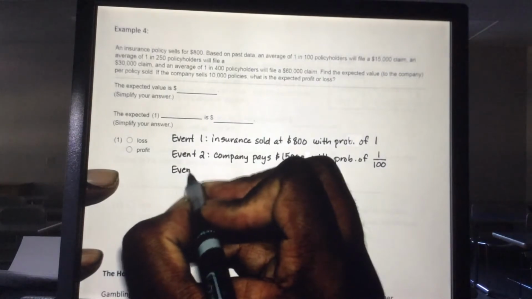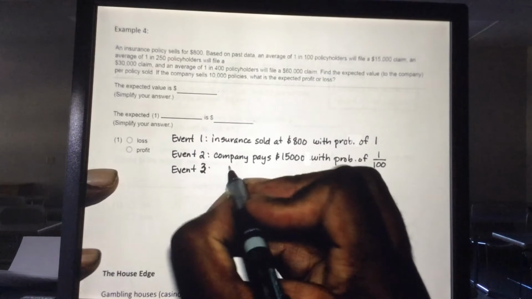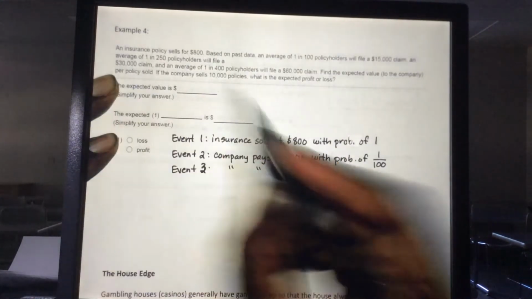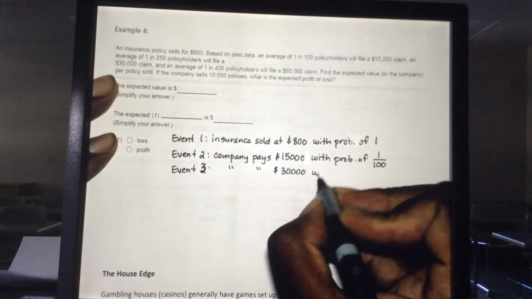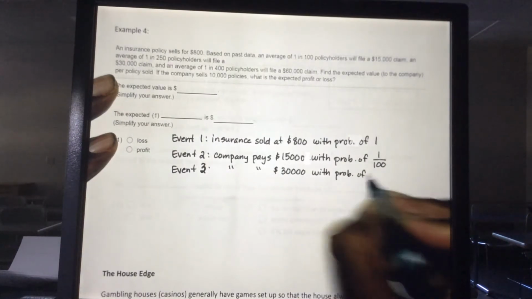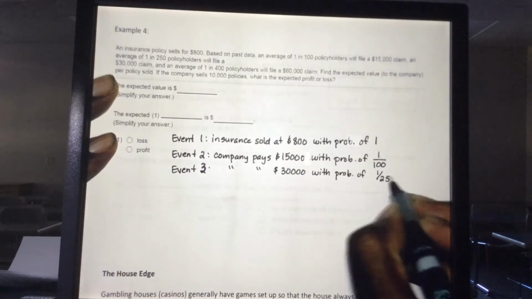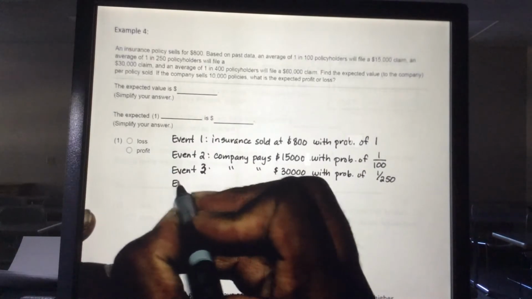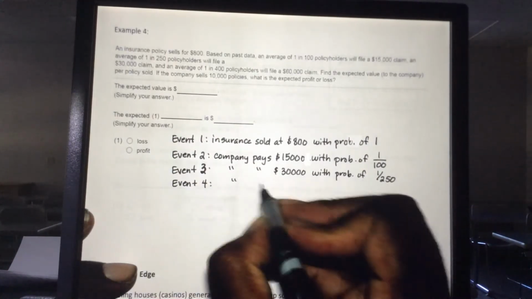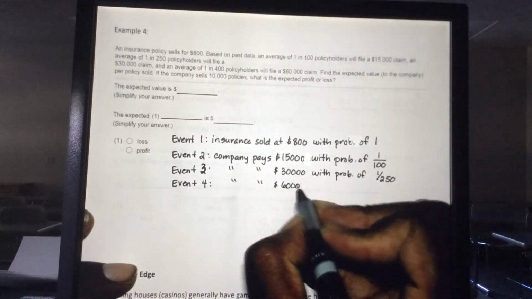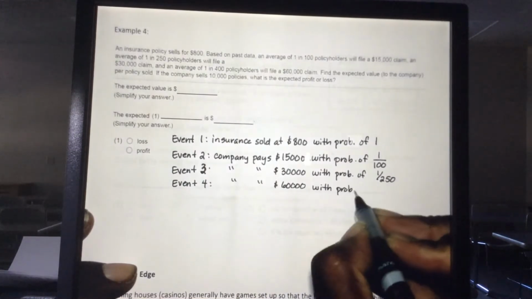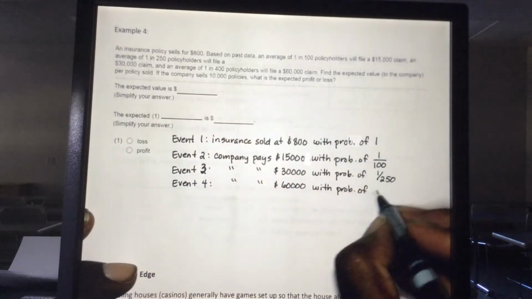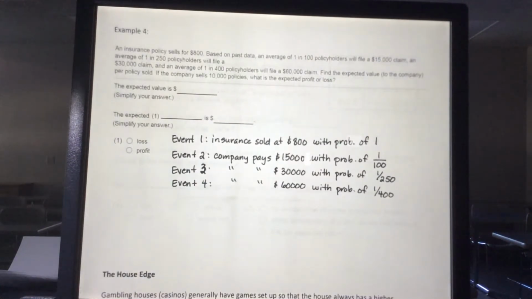And then event 3, let's say the company pays, in this next case, a $30,000 claim. But this time, the probability for that was, let's say 1 in 250, so it'll be 1 out of 250. And again, it's going to be a loss to the company because they have to pay out that money. And then finally, event 4. The same company pays, and this time $60,000. And the probability of that happening would be, in this case, 1 in 400. So it'd be 1 out of 400. And again, that's going to be a loss to the company as well because they have to pay that $60,000 claim. Okay, now let's find out what the expected value is going to be.